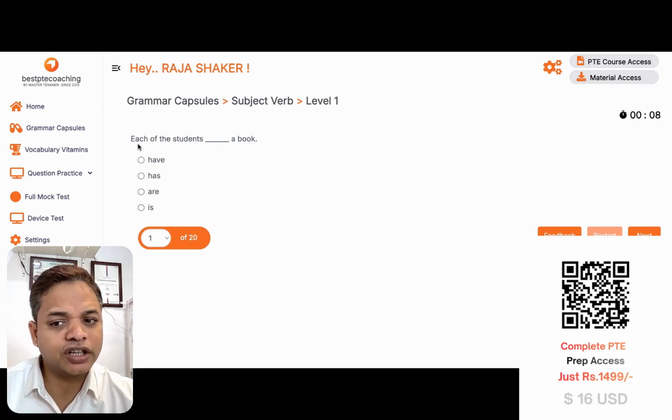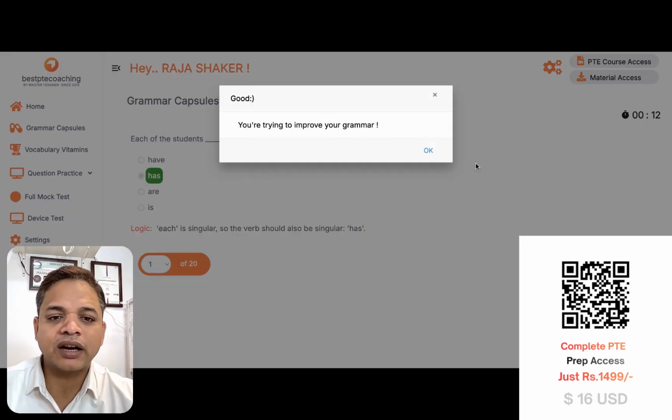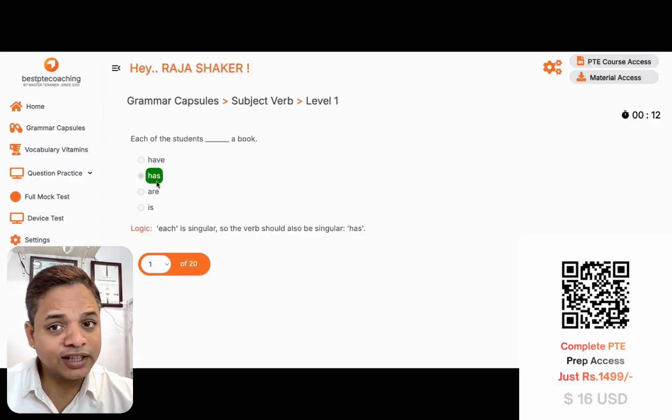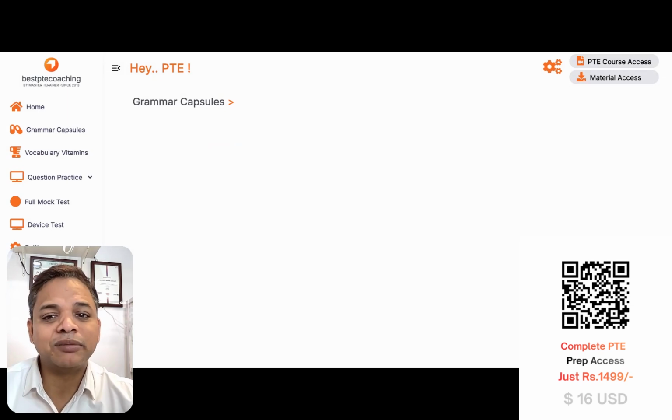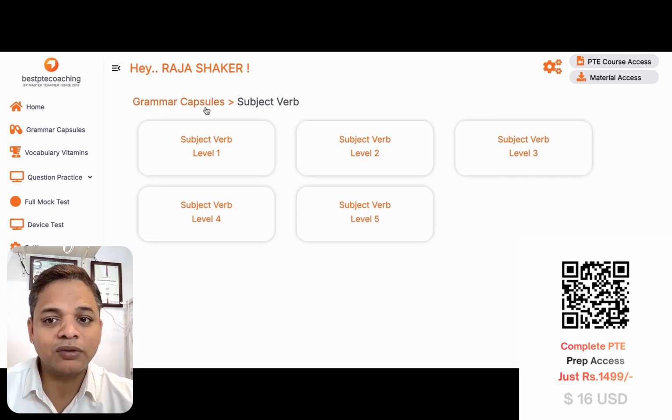Each is singular. So it should not be have, it should be has. You take it and you get feedback. So it says your answer is correct because it is displayed in green color, and it gives you the logic also. So like this, if you can spend some time every day, if you have any grammar problem, it will improve.